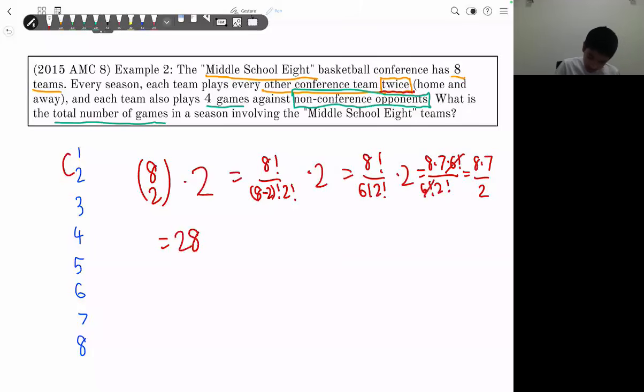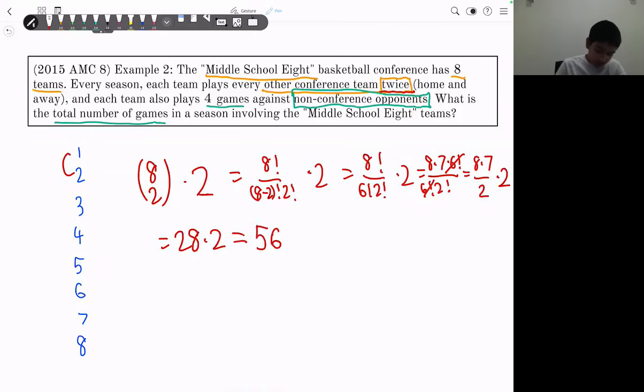28, but then we also have to multiply by 2, so it's going to be 28 times 2. Remember, each team plays every other conference team twice. So because we have to play every other conference team twice, we multiply by 2 and we get an answer of 56. But that's not our final answer.